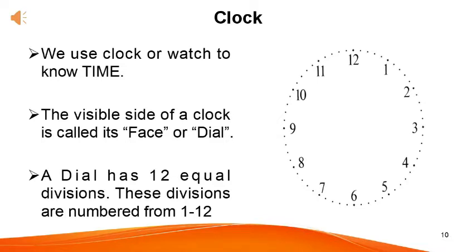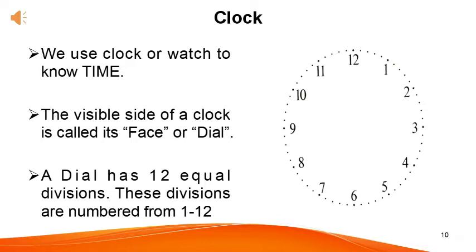Clock. We use a clock or watch to know time. The visible side of a clock is called its face or dial. A dial has 12 equal divisions. These divisions are numbered from 1 to 12.